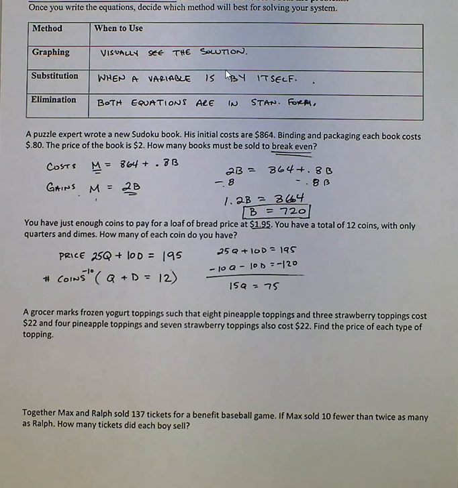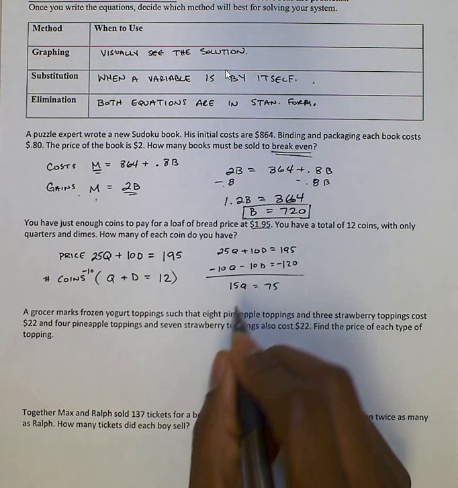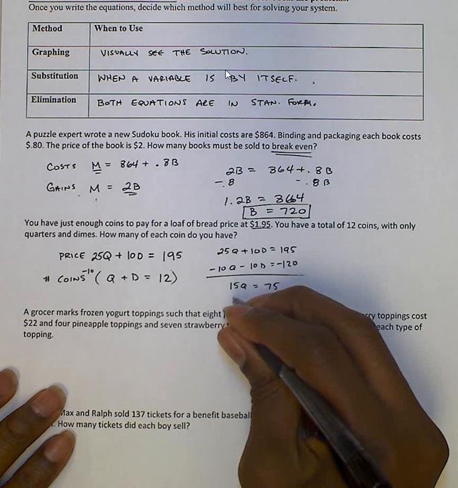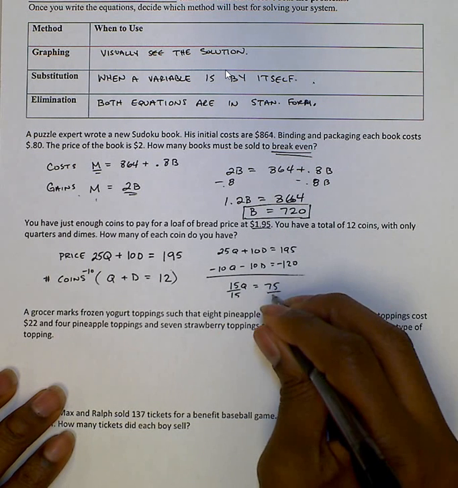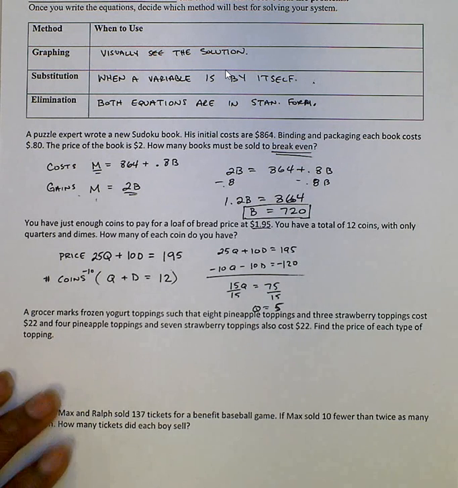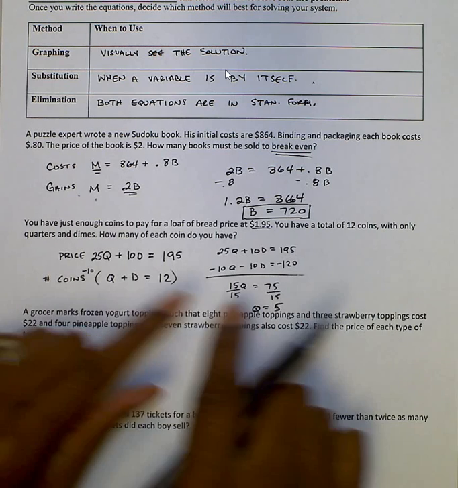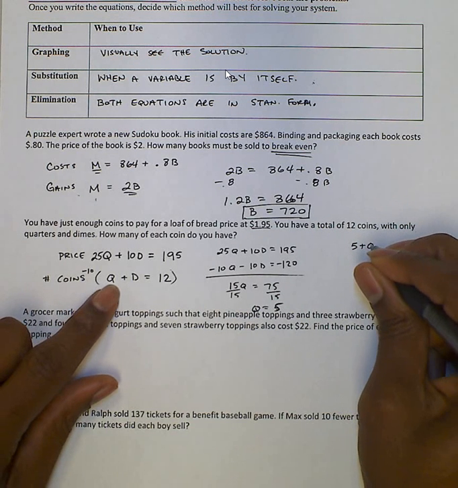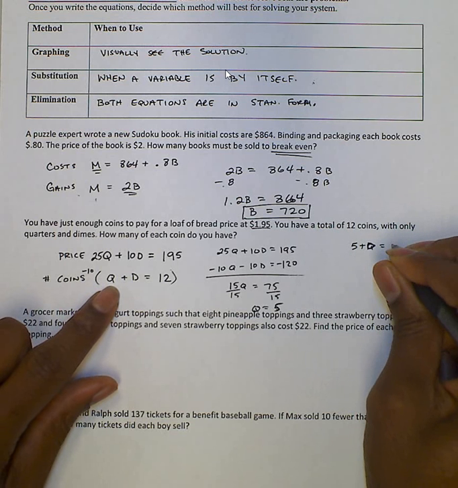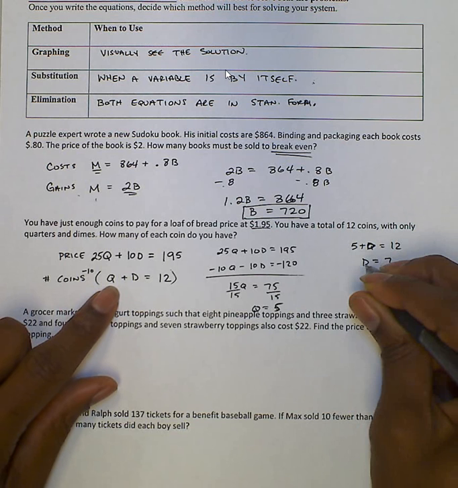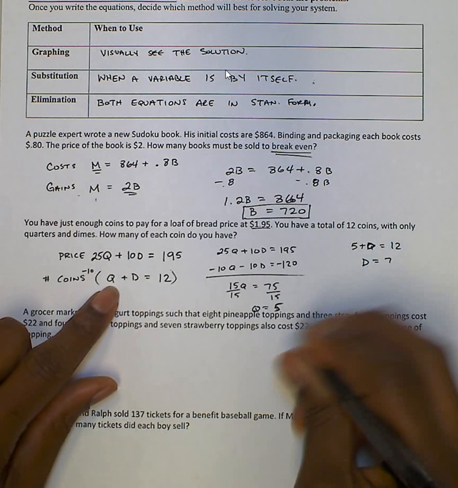And then when I do that, what is that? Is that 5? I think it's 5. Okay, divide both sides by 15 and you get 5. So there are 5 quarters. And now that I know there's 5 quarters, I can find out how many dimes there are. It's 5 plus D equals 12. So D would equal 7. And so I have 7 dimes and 5 quarters.